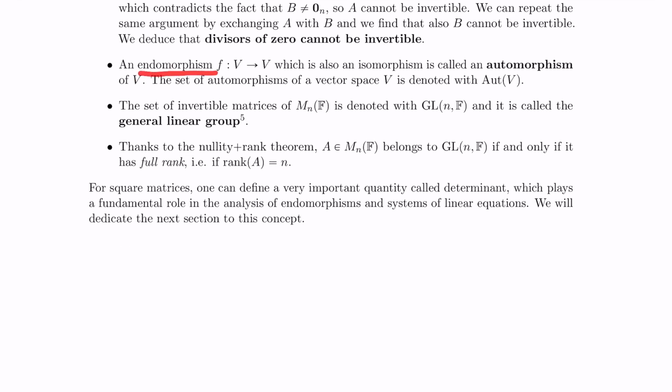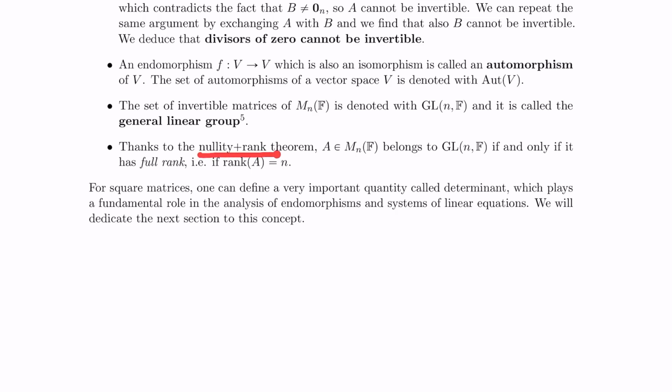An endomorphism, which is also an isomorphism, is called automorphism. The vector space of all the automorphisms of a vector space V is denoted with this symbol here, and the matrices associated to these automorphisms are exactly the invertible matrices. There is a particular symbol for the vector space of invertible matrices of order n, and this symbol is this one here, and it's called the general linear group of order n.